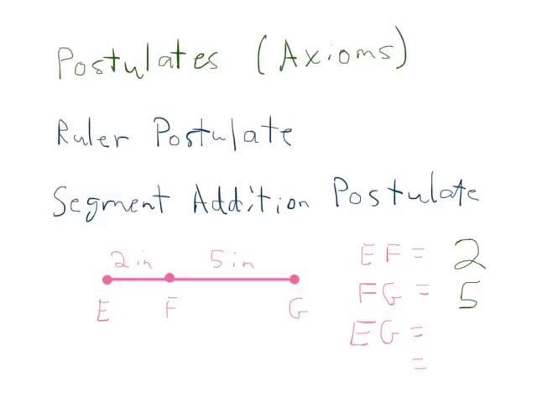So the length of EG is simply adding EF plus FG. I'm running out of room there. And so that's going to be 2 plus 5, which gives me 7. And that's it. So nothing too difficult. It's just a matter of remembering what it means and then how to use it.